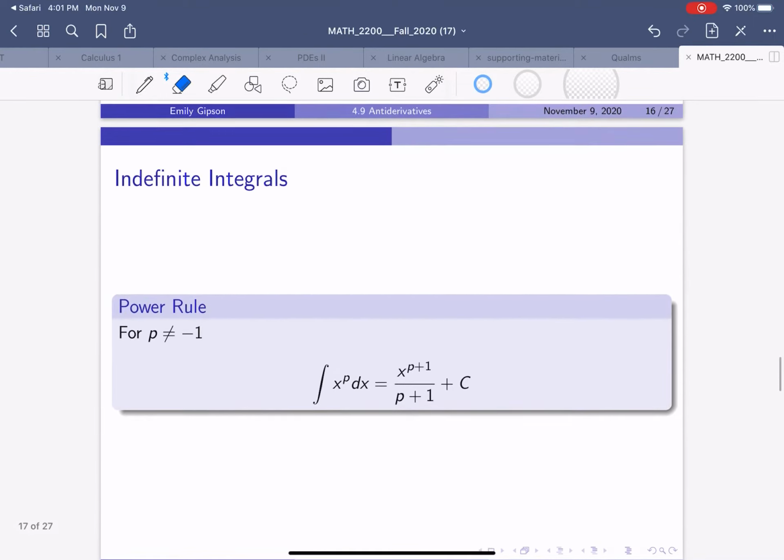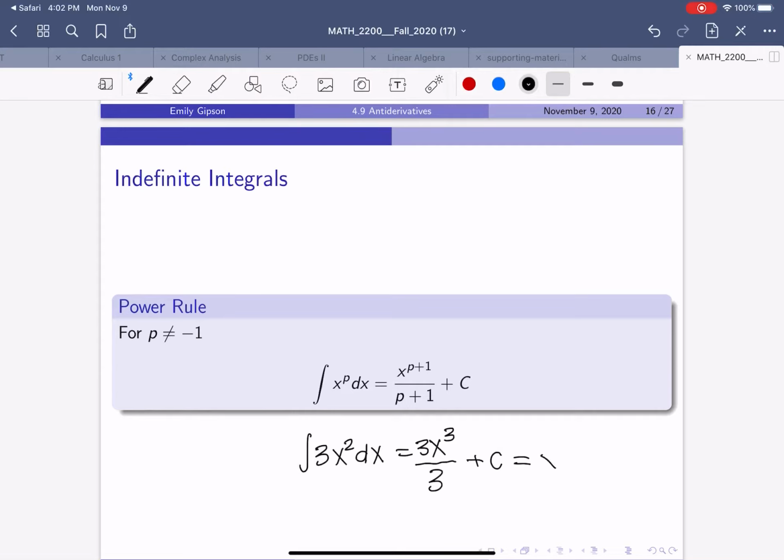So I'm going to show a quick example of this. If I say the integral of x squared dx, in fact, let's use a function we've seen before, 3x squared dx. My x squared becomes x cubed. My 3 stays put, and then I get p, which is 2, plus 1, so 3 in my denominator. So my 3's cancel out, plus c, which is equal to x cubed plus c, which we've already seen before.